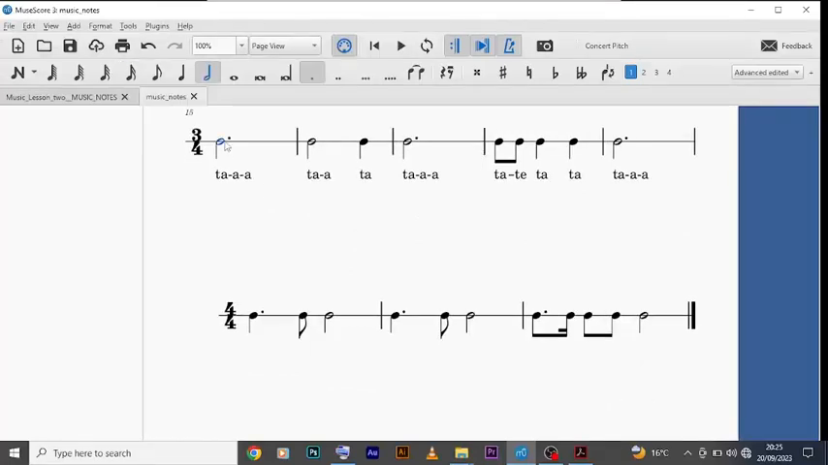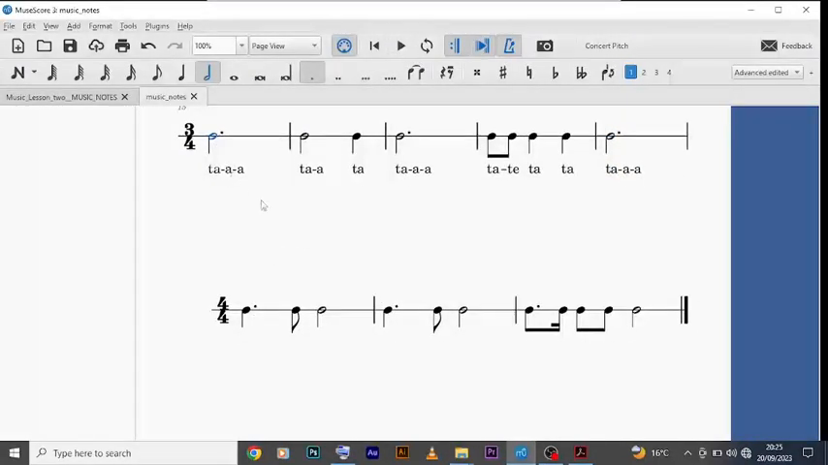I want us to first sing this together. This would be ta, ta, ta, ta, ta, te, ta, ta, ta. We can try again. You try again. Ta, ta, ta, ta, ta, te, ta, ta, ta. We have seen the way we dotted a minim, it became 3 counts.